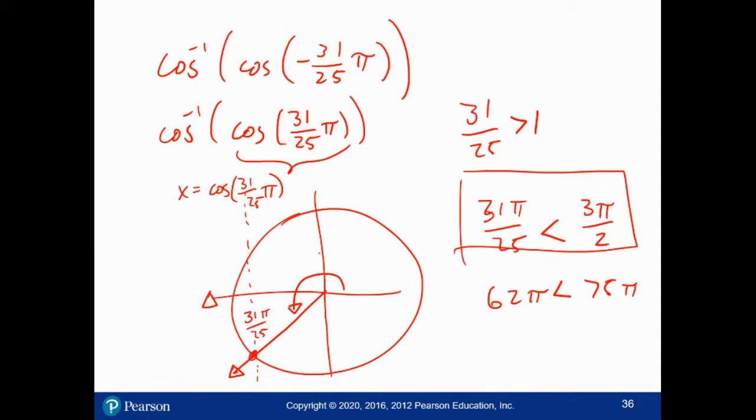So I need to be somewhere in quadrant 1 or 2 to take an arc cosine. That's what the arc cosine will produce, something in quadrant 1 or 2. So I don't want this point down here. I want this point here in the second quadrant. So I need to figure out this angle. Okay? And we can just do a bunch of symmetry arguments.